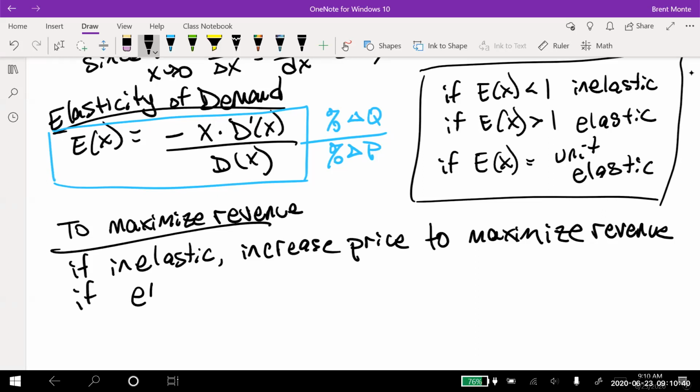If demand's elastic at some price, then remember in that case, we can change the price a little bit, but the demand changes a lot. Well, in that case, we want to lower the price a little. We'll sell a lot more of the product and make a lot more revenue. So if it's elastic, we want to decrease the price, and I'm just going to put quotation marks here, to maximize revenue.